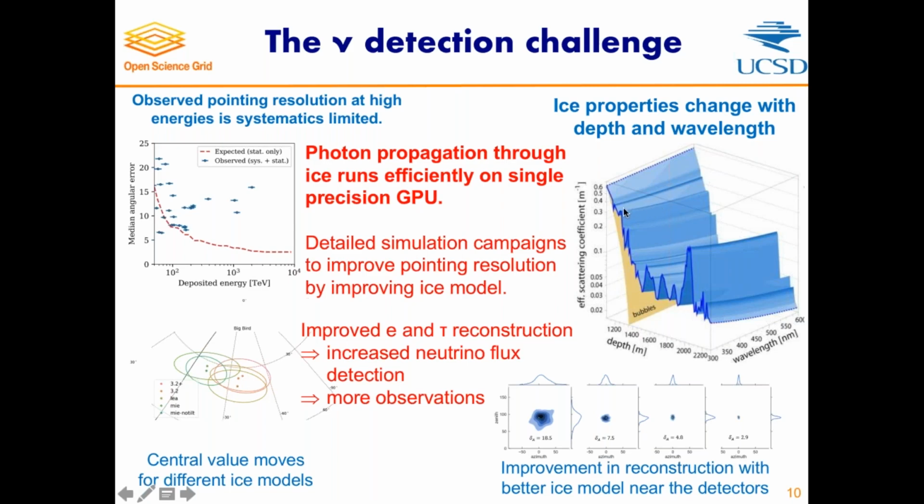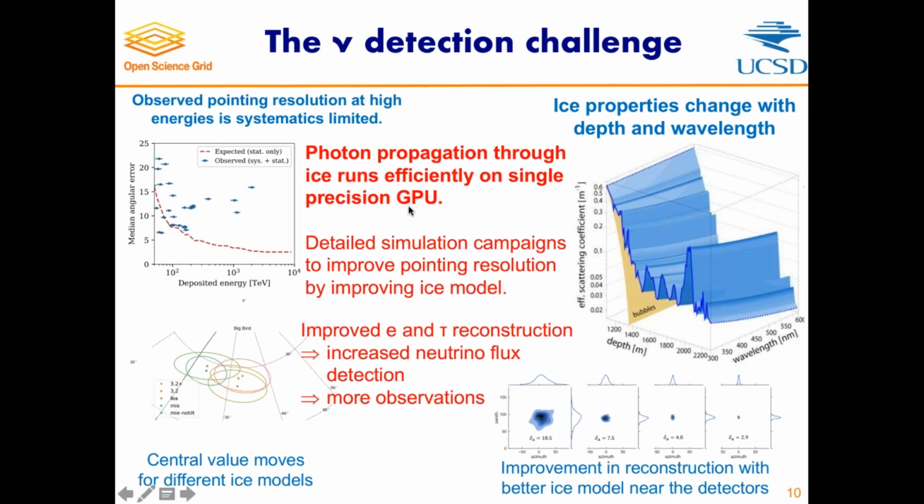The ice properties change with depth and wavelength, and given that we don't construct the ice at the South Pole, nature made it, we have to measure the ice at the South Pole, and we have to simulate it, model it, and figure out what it actually looks like in order to get improvements in pointing accuracy, that you can see here from the first set of ice models to possible future improvements given enough GPU power. And that's basically the name of the game, why we use GPUs.